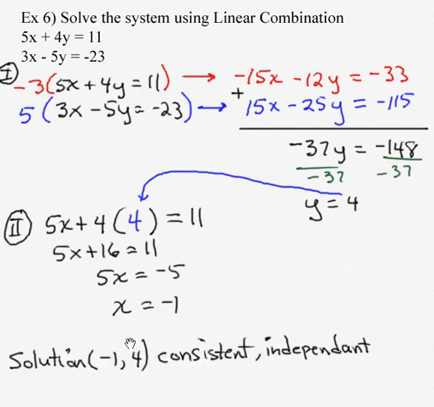So our solution is x is negative 1, y is positive 4. We have a solution. It's consistent. It's 1 point. It's independent. And that's our first look at solving systems of simultaneous equations using graphing, using substitution, and using this method called linear combination, or sometimes we call it elimination.